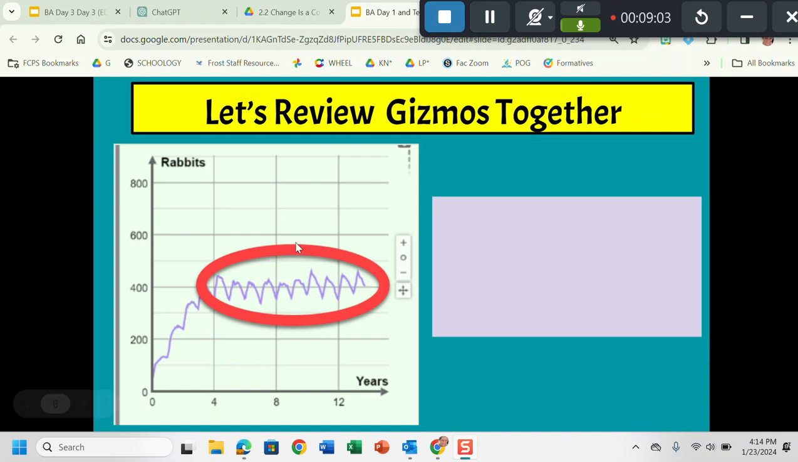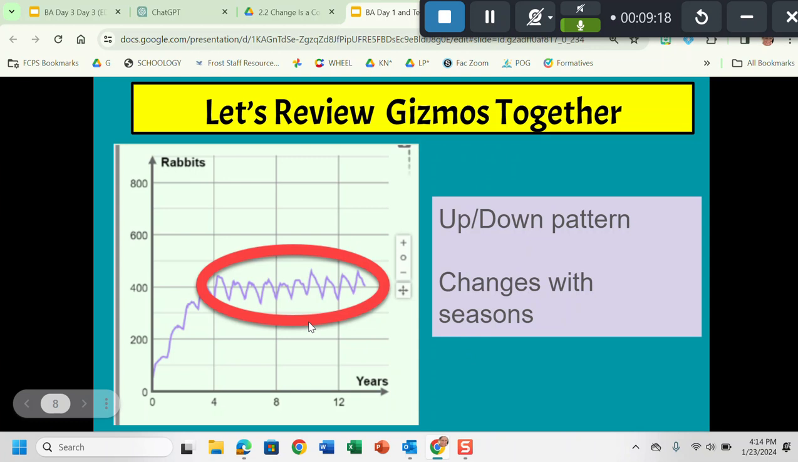So if we think quickly about our Gizmos, we noticed when we looked at the population over time, this is the population of rabbits, we can see that it goes up and down, right? And you can see that there is definitely a pattern. And when you looked more closely, you could see it changed with the seasons. So I'm also going to ask you to look at, this is years down here. So we started maybe at 50 rabbits or something like this at the year 0. And you can see that maybe year 1, we jumped up to 150, year 2, year 3.